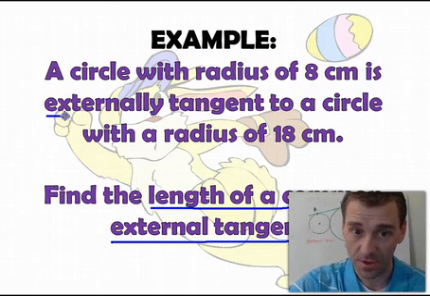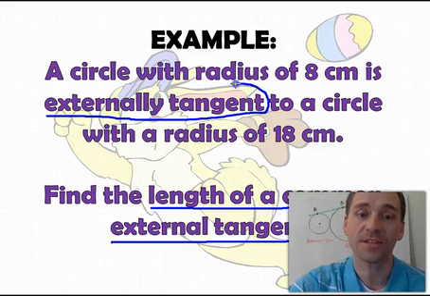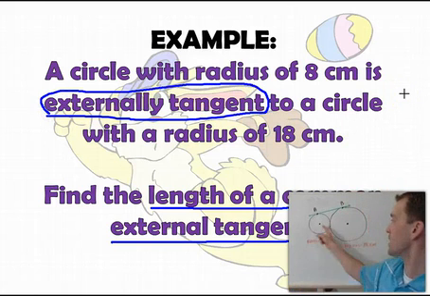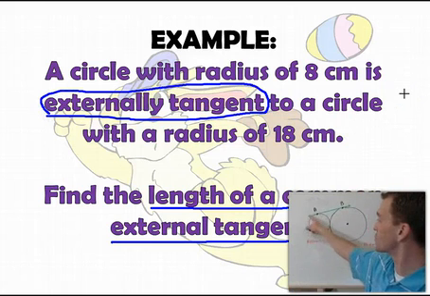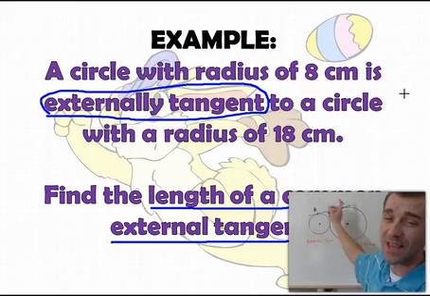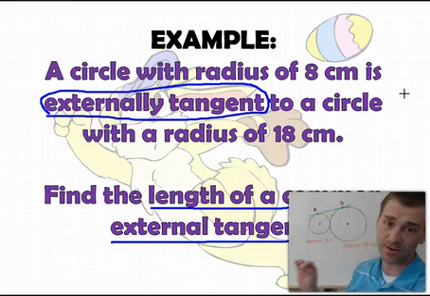Now don't get confused. We see externally tangent here, and that's talking about the circles. Look at the video: these two guys are the circles. But this green thing, guys, is the common external tangent line. That's what we're trying to find the length of.